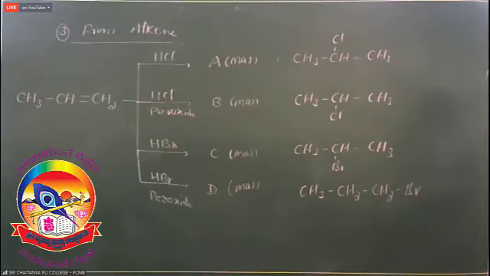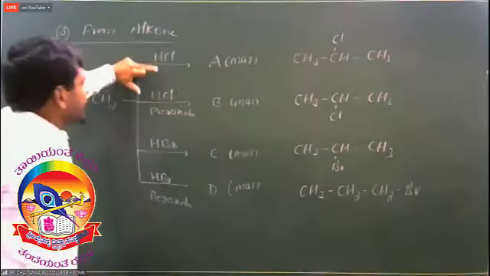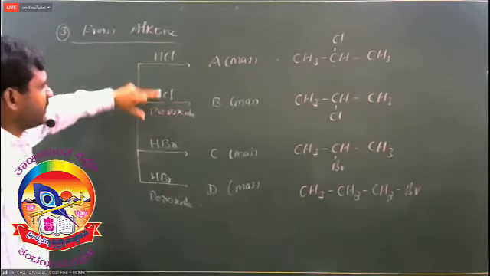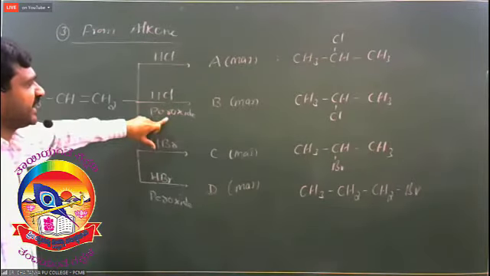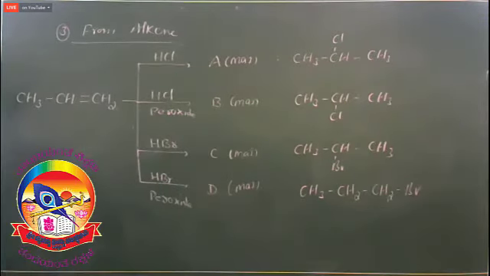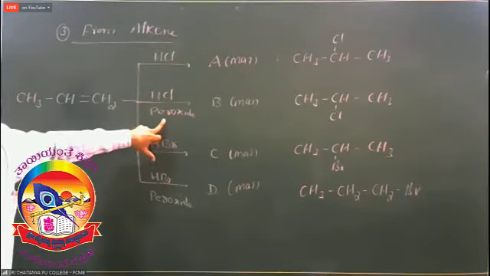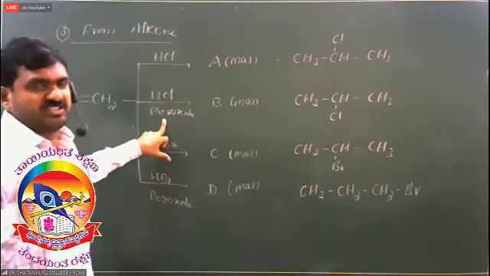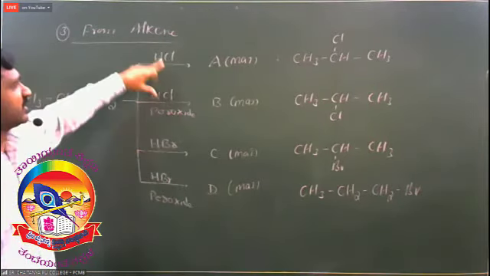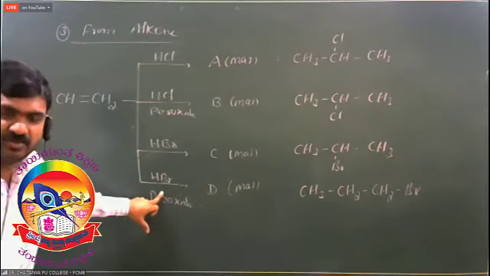So it is very important in case of unsymmetrical alkenes. Treated with HCl in the presence or absence of peroxide, it gives only one product, 2-chloropropane, also called isopropyl chloride. The anti-Markovnikov rule, or peroxide effect, also called Kharash effect, is not applicable for HCl. It is applicable only for HBr.